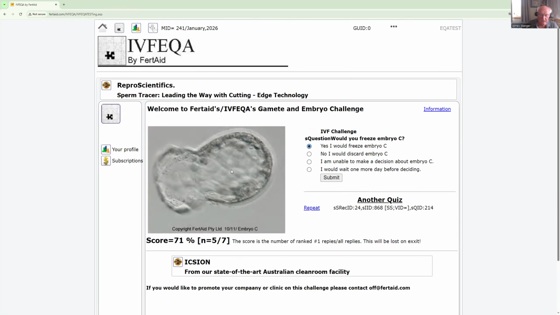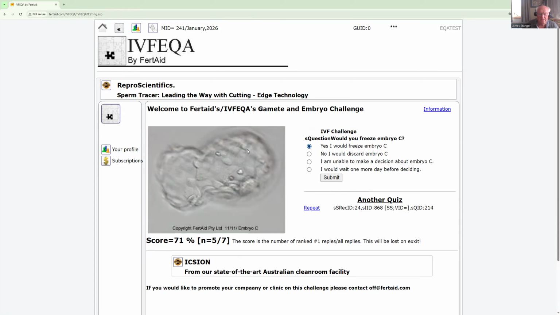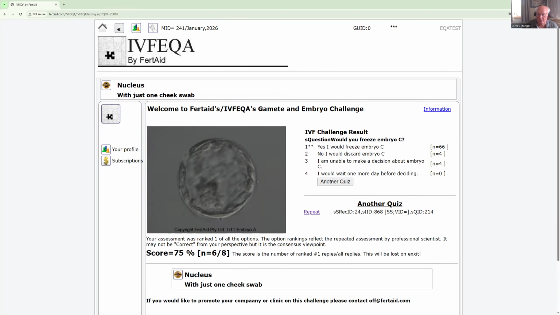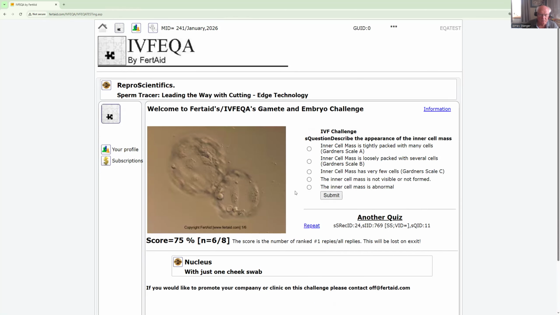Partially hatching blastocysts on day 5 by current standard are the ones which give you the highest pregnancy rate. And of the 70 odd people who answered, most people would freeze it. Let's do 2 more.